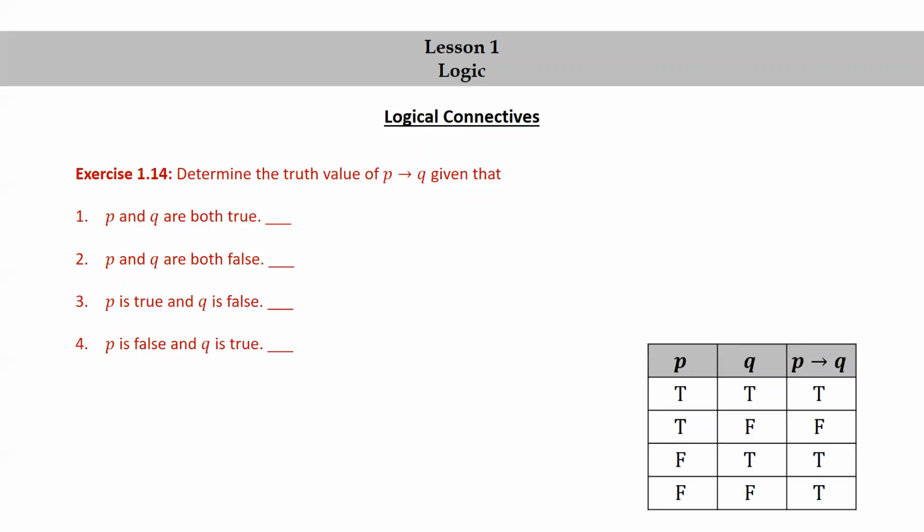Let's look at the truth table for P implies Q. Starting with the first one, true implies true is true. False implies false is true. True implies false is false. And false implies true is true.